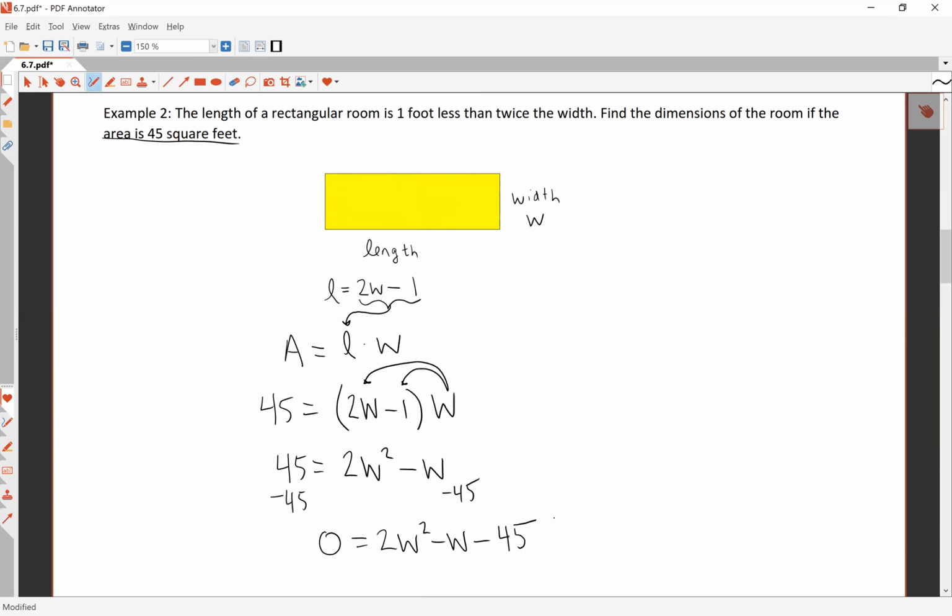And so now we have to solve this by factoring. And so I'm going to do this one by the AC method. I'm going to take A, which is 2, and C, which is negative 15, and take A times C, which is negative 90.